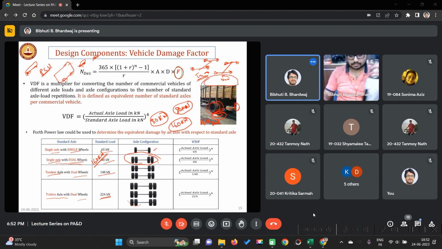Just answer that, yes or no. You can type the answer. Are you getting my question? It is carrying 160 kilonewton load. So can I assume that two standard trucks are going, that means two trucks carrying 80 kilonewton each? Just yes or no, I'm asking. I'm not going to judge. I just want to know whether you know this thing or not.